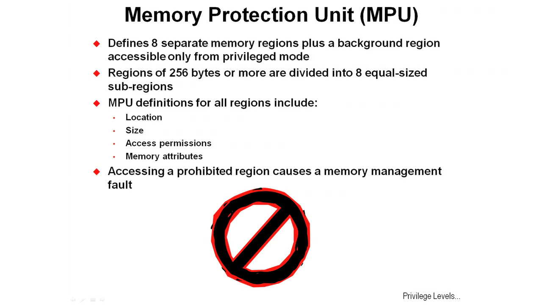Accessing a prohibited region in memory is going to cause a memory management fault. We're going to see that in the lab. Accessing some of the registers that allow you to program the memory protection unit are protected by a privilege level. We're going to talk about that in the next slide.